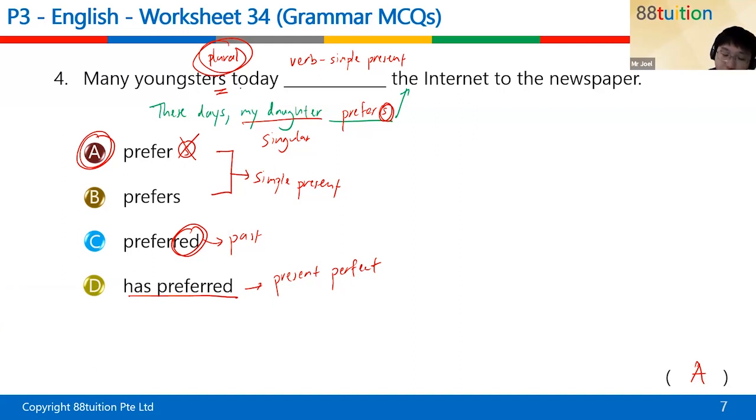And you know what? In the question, they tell us "today" as well. Today means these days, right? It happens all the time. So we need to use the simple present tense because it's today. Okay? When do we use present perfect tense? We use it when we want to talk about something done in the past.